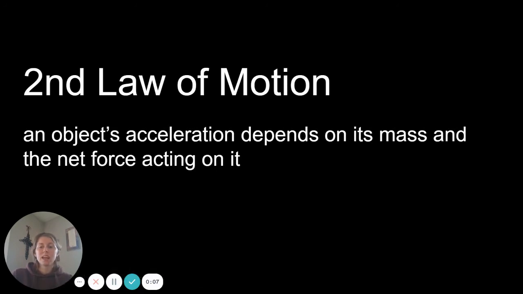Hey students, you were supposed to read about Newton's second law on pages 46 to 47, and I just wanted to take a minute and go over some of that with you to make sure you really understand this.